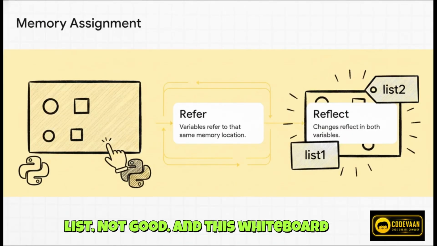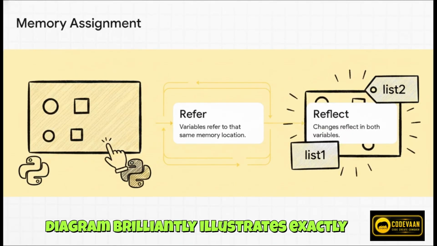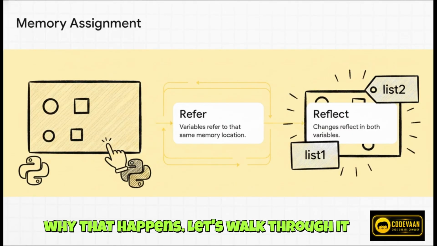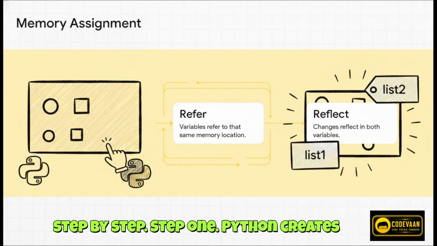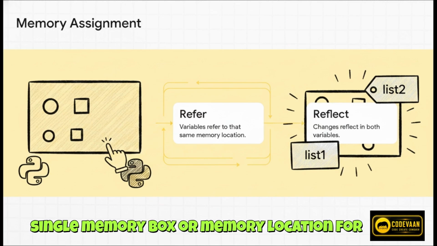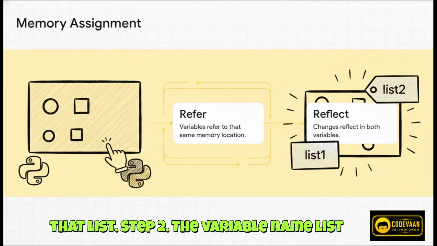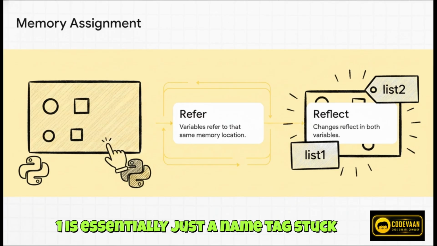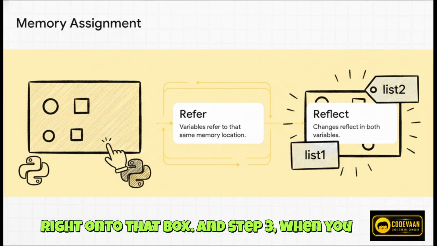Not good. And this whiteboard diagram brilliantly illustrates exactly why that happens. Let's walk through it step by step. Step 1. Python creates the collection of items and allocates a single memory box or memory location for that list. Step 2. The variable name list1 is essentially just a name tag stuck right onto that box.